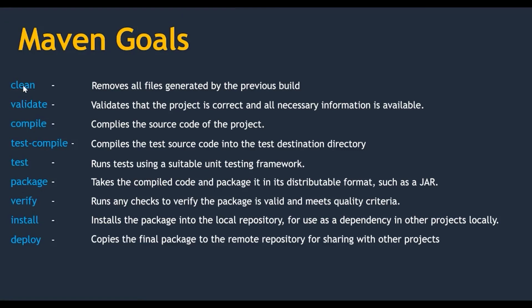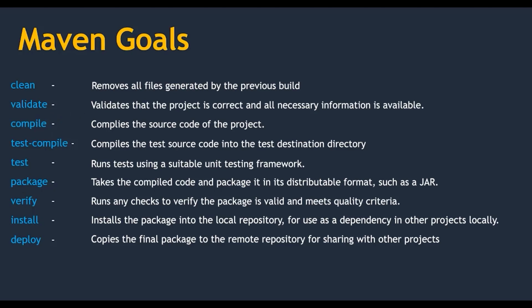That is clean. This is the goal which helps us to remove all the files generated by the previous build. Let's assume that we are building the same code again and again. In case we want to delete all the files which are generated by the previous build, then we need to use the clean goal. Next, validate. Validate the project is correct and all necessary information is available. Before compiling, it checks whether the project contains all the information or not.